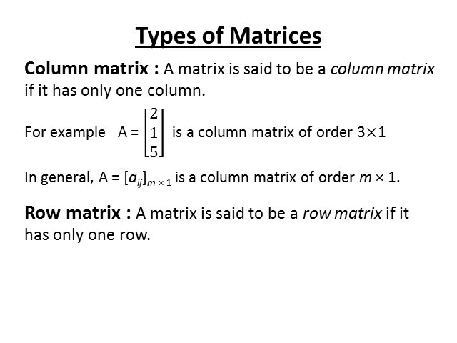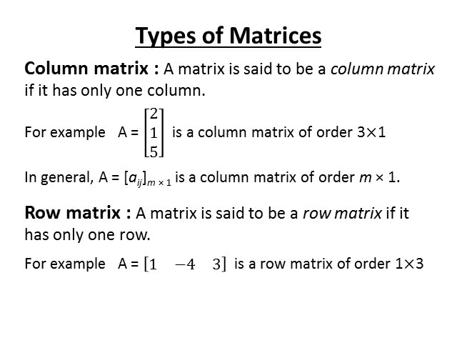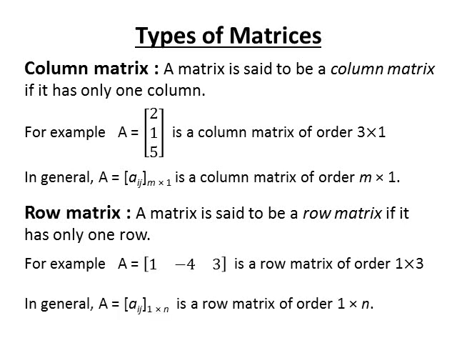Next is row matrix. A matrix is said to be a row matrix if it has only one row with any number of columns. This is the example of row matrix in which we have only one row and number of columns are 3.